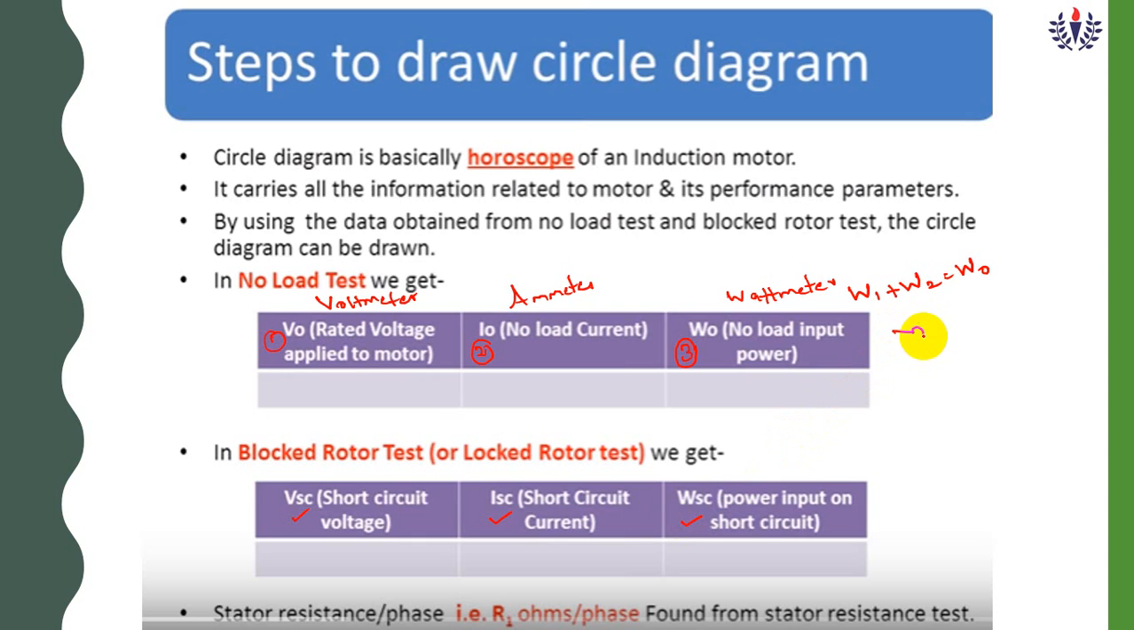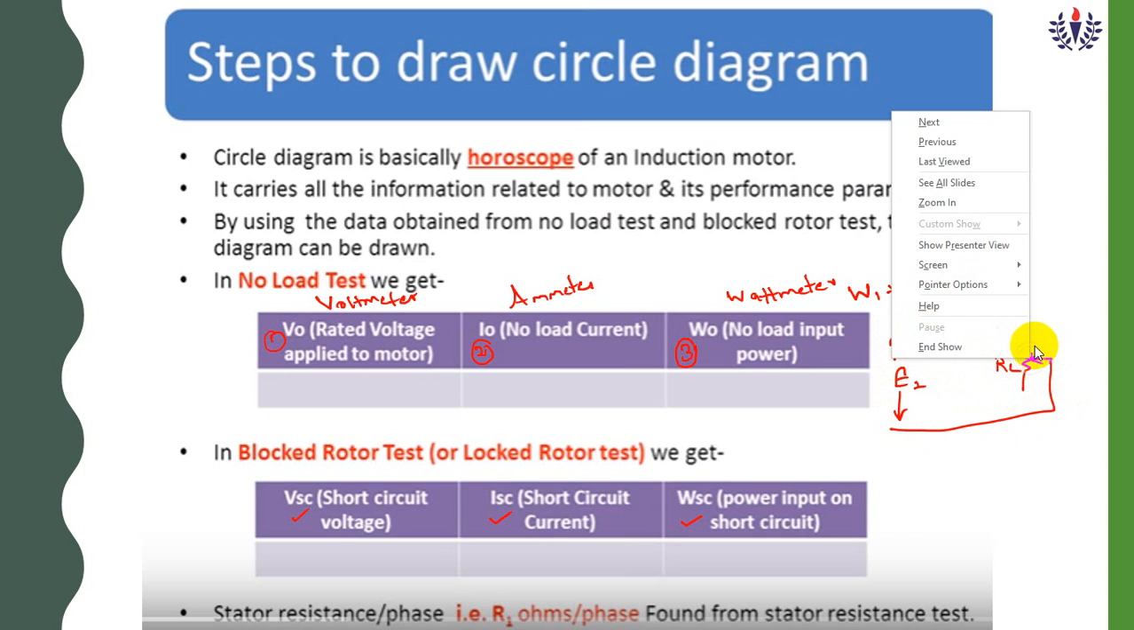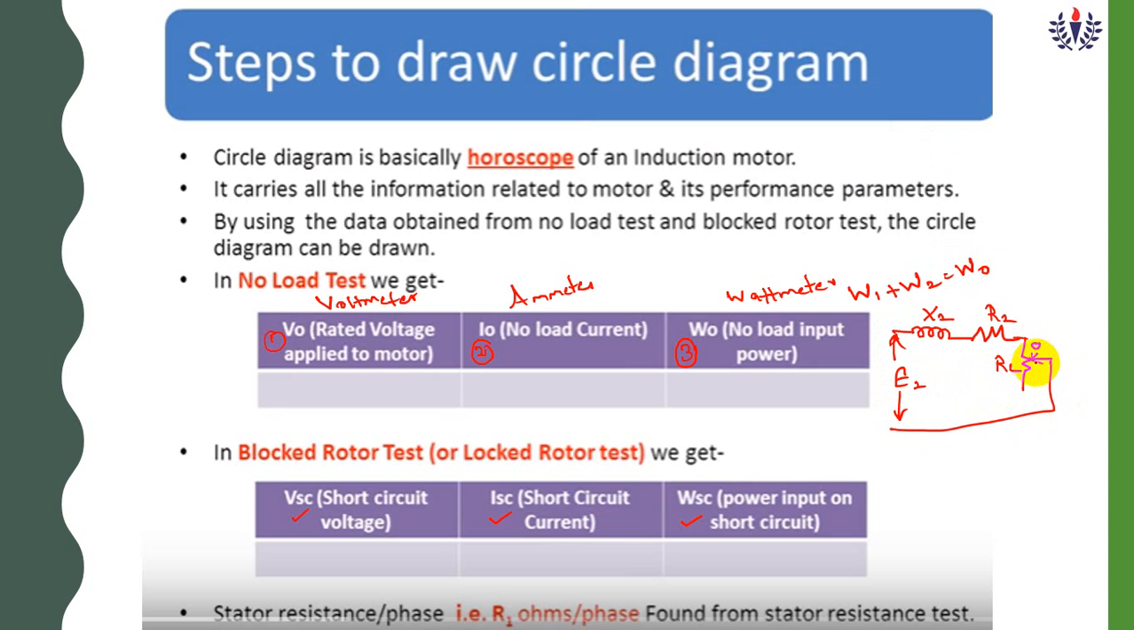We know the equivalent circuit. On the rotor side, the equivalent circuit has X2, R2, RL and E2. In the no load test, you are not applying the load, so the resistor value will be in the 0 position. At that time we have to measure these parameters.